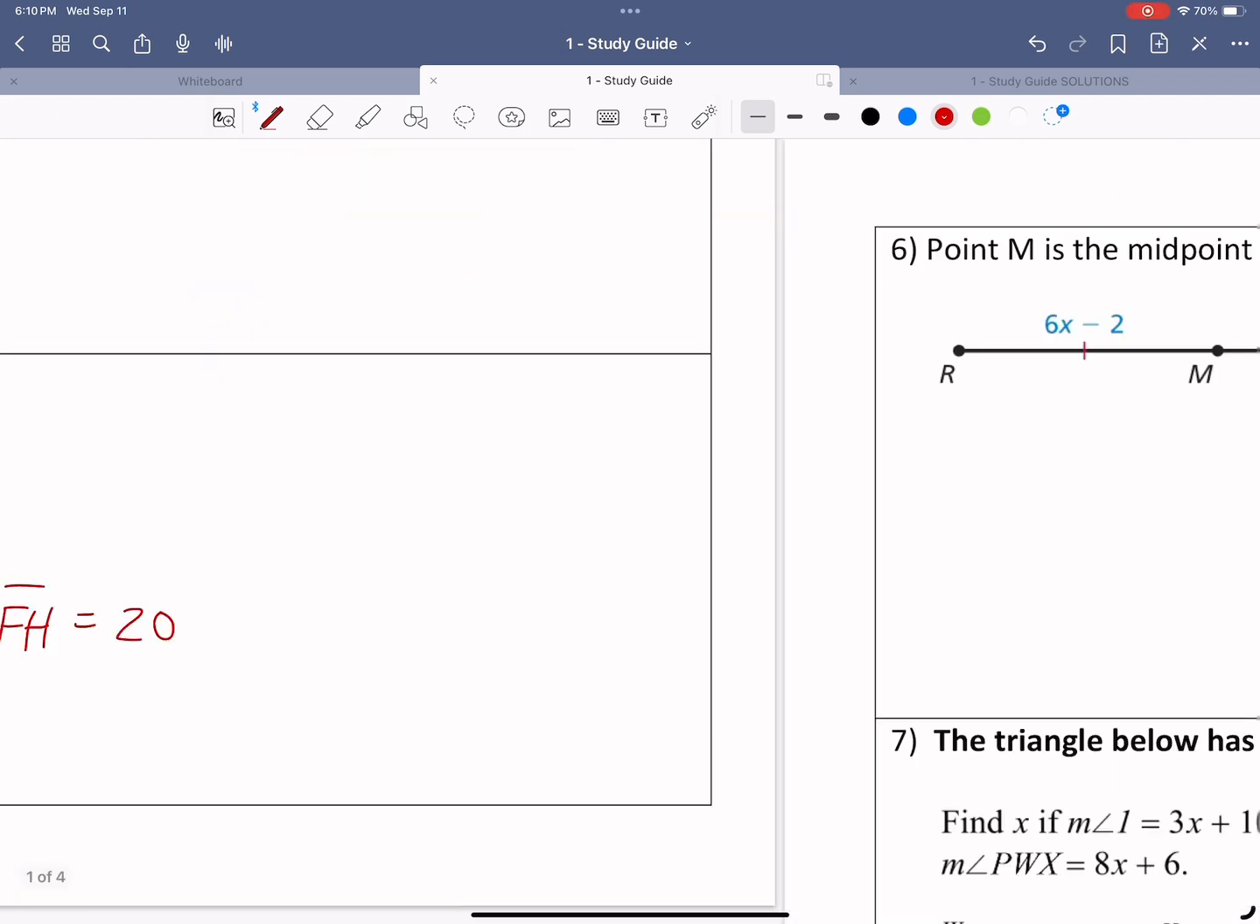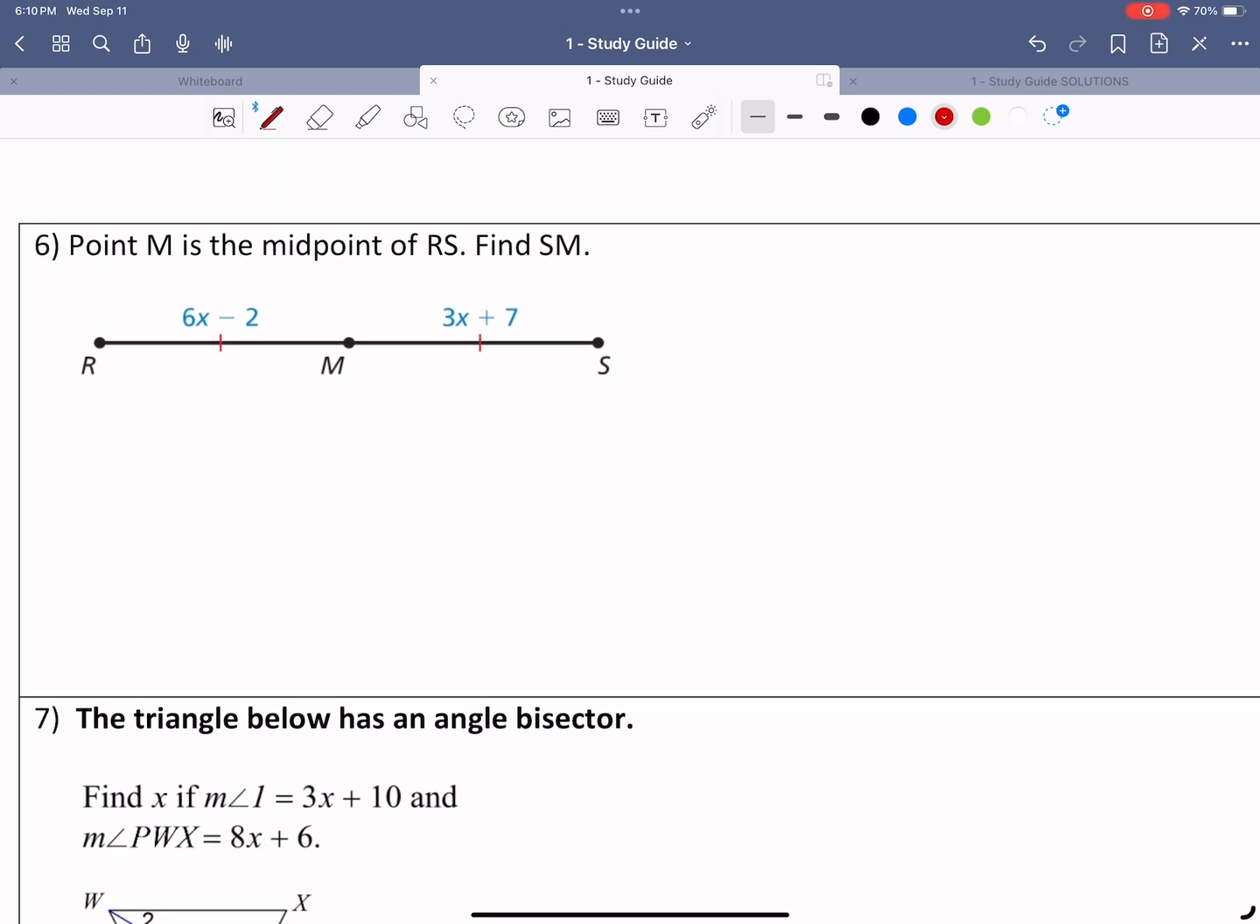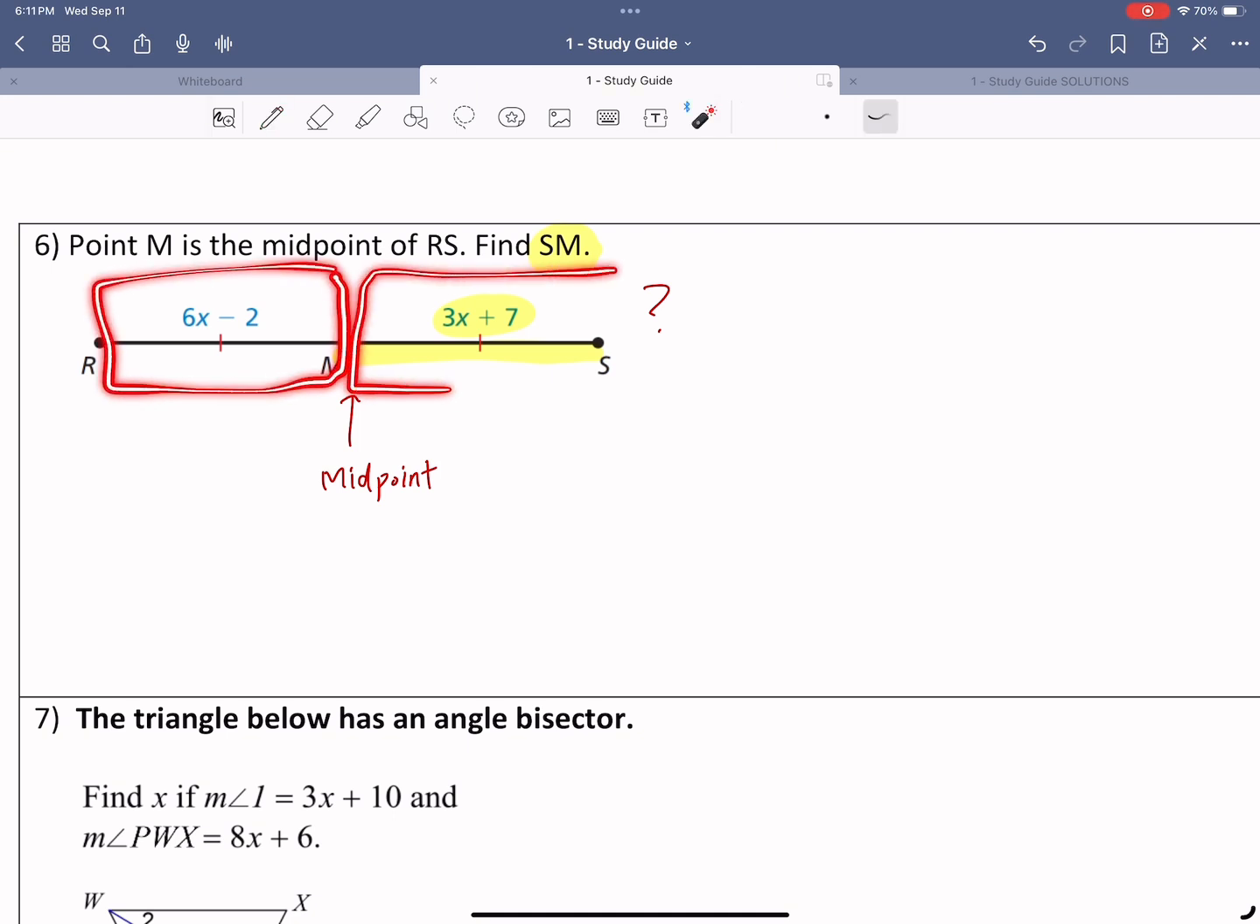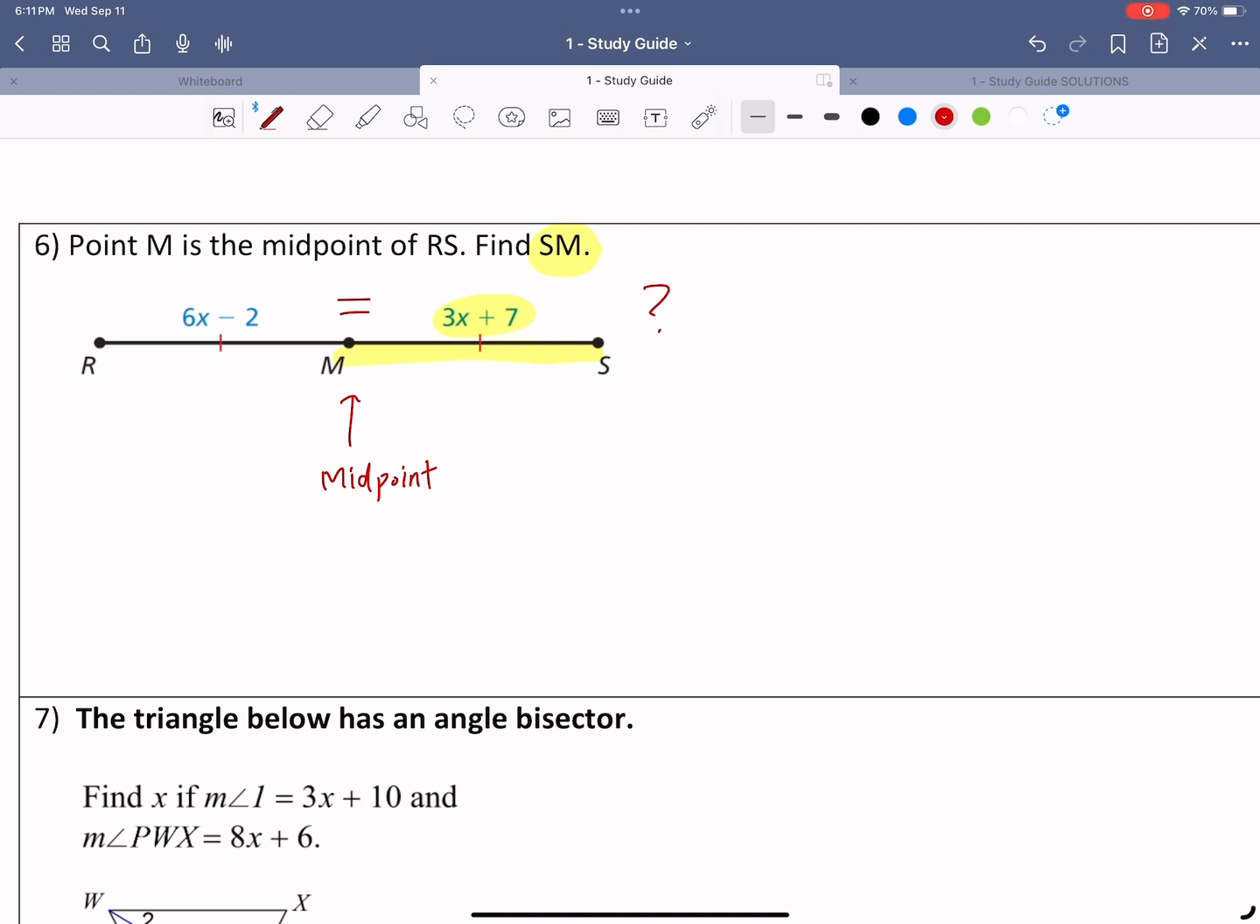Moving on. So number 6, point M is the midpoint of RS. Find SM. So I'm going to highlight SM. Remember, you could read it from left to right. SM is just this guy right here. Okay. We want to find out what is the length of that. And right now it's just a variable expression. We do need to find our x value so that we can plug it in. Well, if we know that this is the midpoint, right, that's the middle of those two line segments, then we know that this left side must be equal to the right side. They must be the same exact length. That's just the definition of the midpoint. So let's set them equal. Okay, that's what's going to happen here.